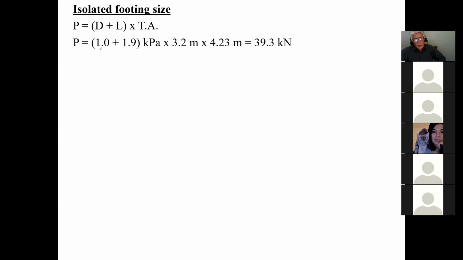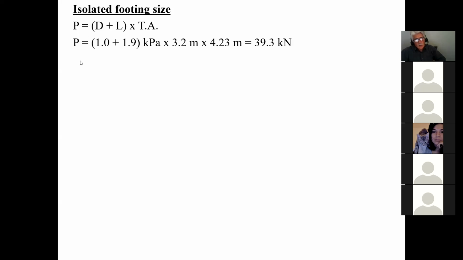Now, for the isolated footings, we know that P, the load, because here we're talking about allowable bearing pressure, we do not factor our loads when we size footings. I don't know if you guys remember that from concrete last year. So I would add my dead load to my live load. I always use a specified load, and I multiply that by my tributary area. Therefore, I had 1 kPa as my dead load, 1.9.